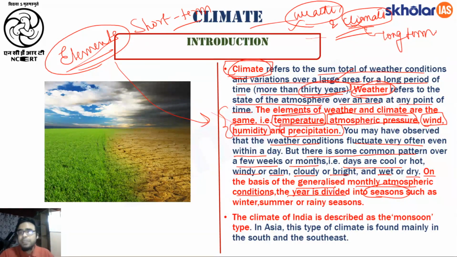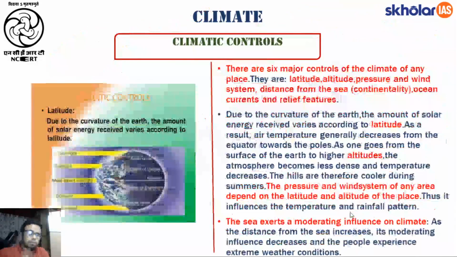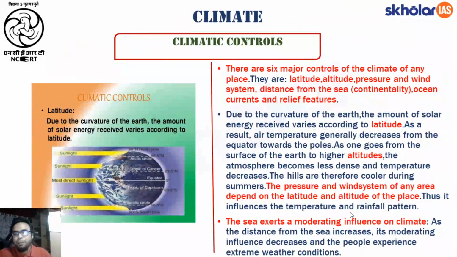So what can the different seasons be? It can be the winter season, it can be the summer season, it can be the rainy season as well, right? The climate of India is described as monsoonal type, which we will talk about, and in Asia this type of climate is found mainly in South as well as Southeast Asia. So the monsoonal type of climate is not only found in India, but it is also found in the countries lying in South as well as Southeast Asia, right? So this is the comparison between weather and climate as well as the elements of it, right?